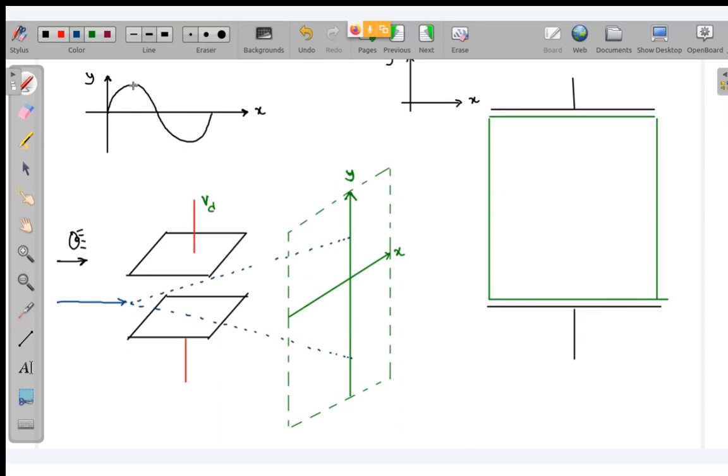So if this is my sinusoidal wave, let me assume this is A, this is minus A. If I give this signal to this horizontal plate, what will happen on the y-axis? Basically the signal that I will see, it will be simply what? Can anyone tell me? It will be simply what?